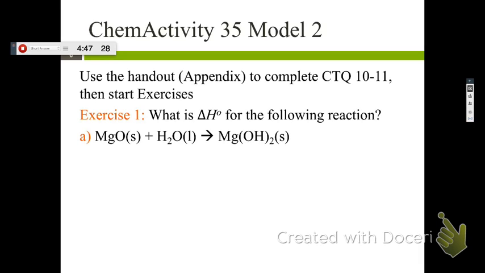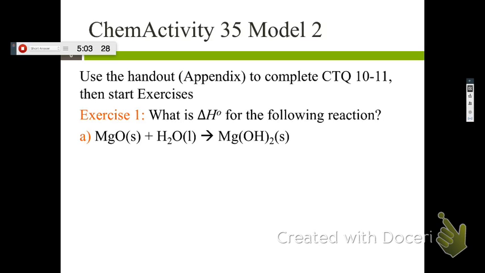MgO plus H2O liquid, right? Solid, liquid yields MgOH2. Solid? Well, it would be aqueous if you had an excess of water. If we did, but I think it's stoichiometric conditions.